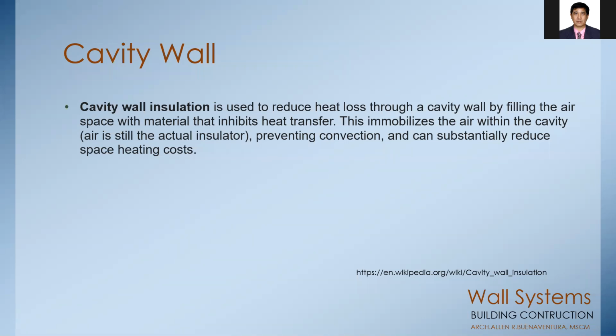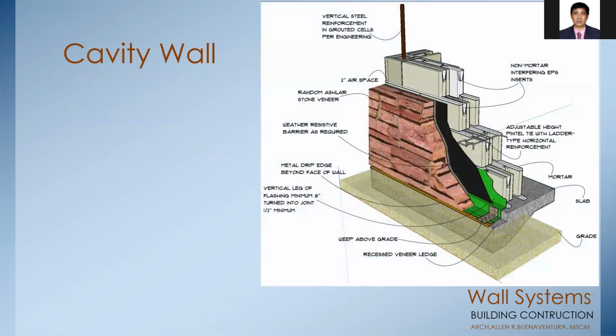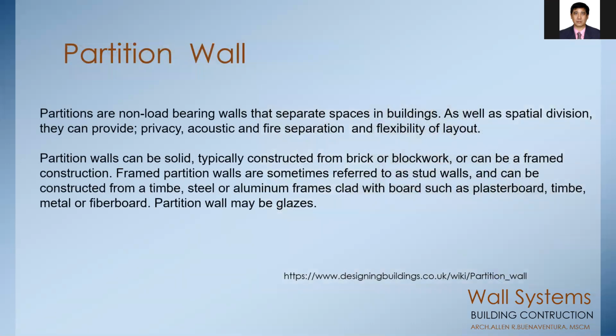So in this cavity wall, there is a space in between two walls, and that space is being used to put insulation, and sometimes it is used to put the utility lines like the water, plumbing, and other communication lines in between the cavity wall. So another one is the partitions.